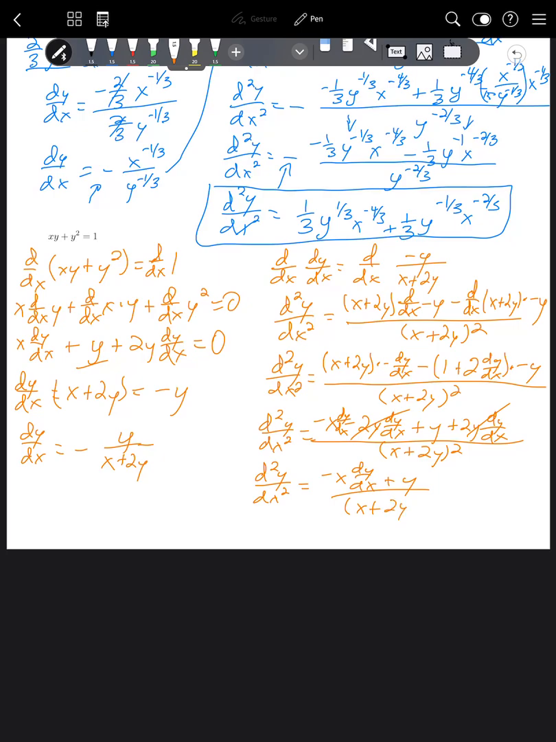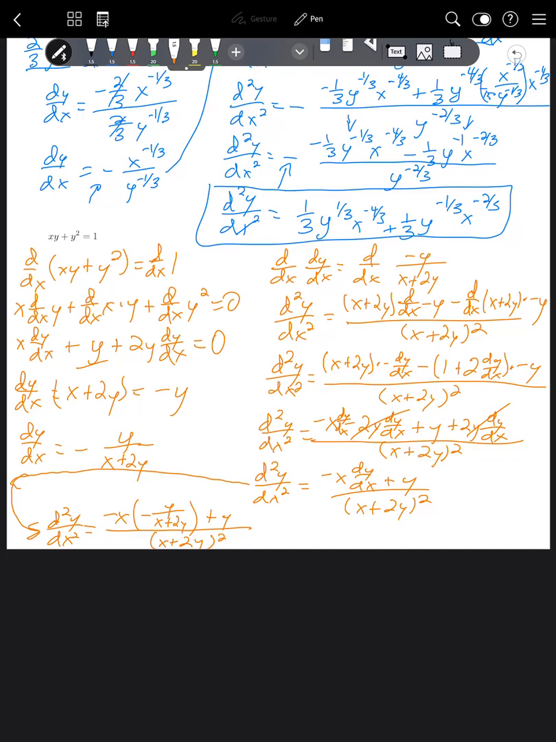over x plus 2y squared. And now we simply have to substitute in dy/dx. And I'm running out of room here, so I'm going to come over here and I'm going to simplify across. So d squared y over dx squared equals the opposite of x times the opposite of y over x plus 2y, plus y, all over x plus 2y squared.